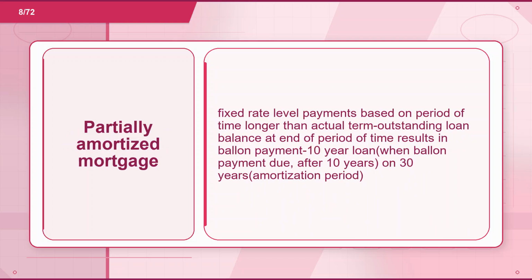Flashcard 8. Term: partially amortized mortgage. Definition: fixed rate, level payments based on a period of time longer than the actual term. The outstanding loan balance at the end of the period results in a balloon payment. For a 10-year loan, when is the balloon payment due? After 10 years, on a 30-year amortization period.